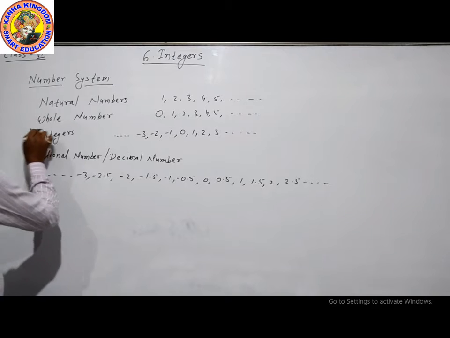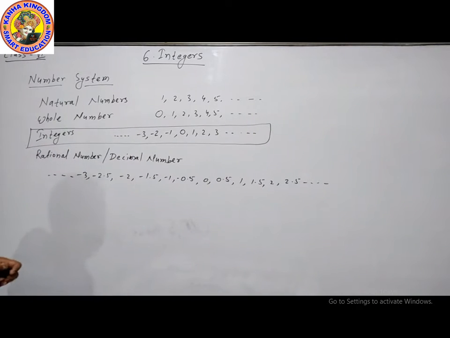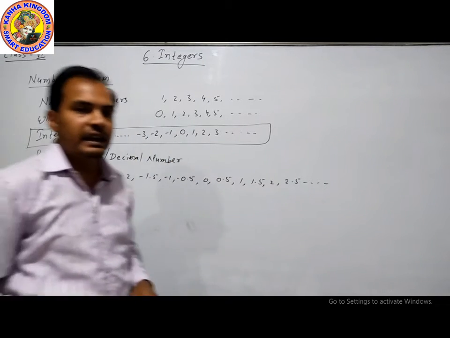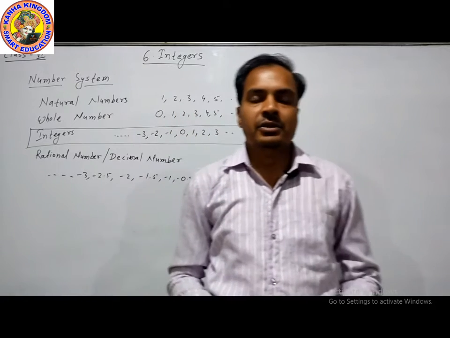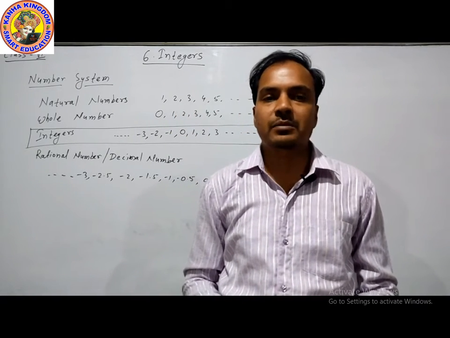In this chapter we will study integer numbers. Integer numbers are positive and negative numbers. You can take a screenshot of this. We will move to our next topic, the number line.